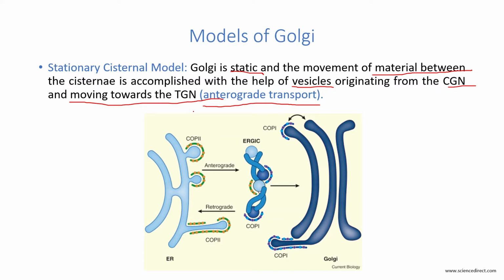Now, whenever vesicles are originating from the cis-Golgi network, this side is the cis-Golgi network, this side is the trans-Golgi network. Why is this side the cis-Golgi network? Because it is lying closer to the ER and the ERGIC. Vesicles originate from the cis-Golgi network and travel towards the trans-Golgi network. This is how vesicular trafficking takes place according to the stationary cisternal model.